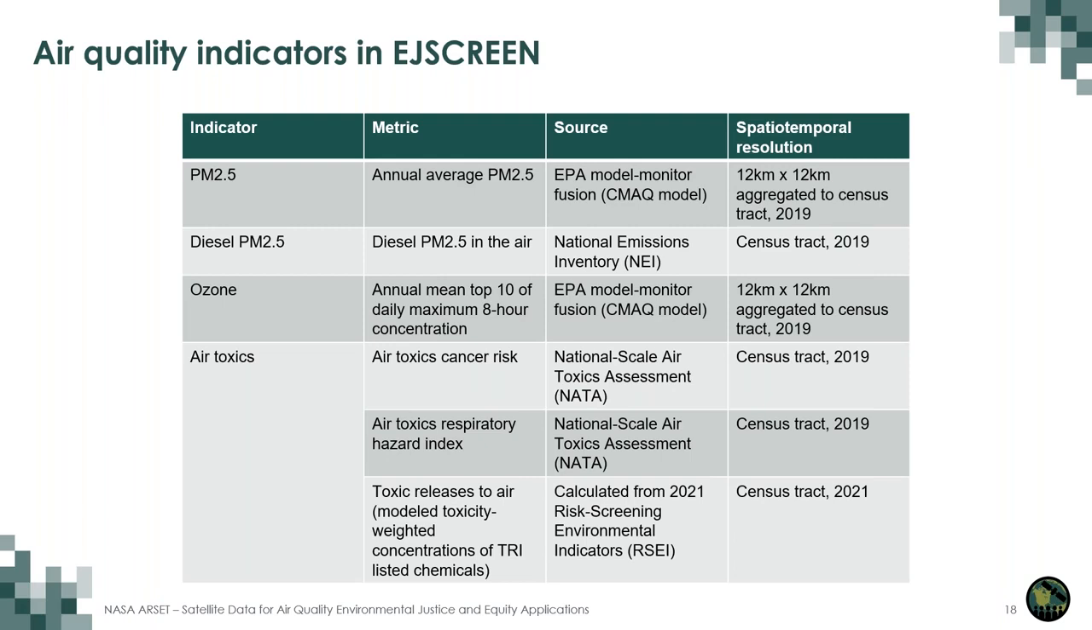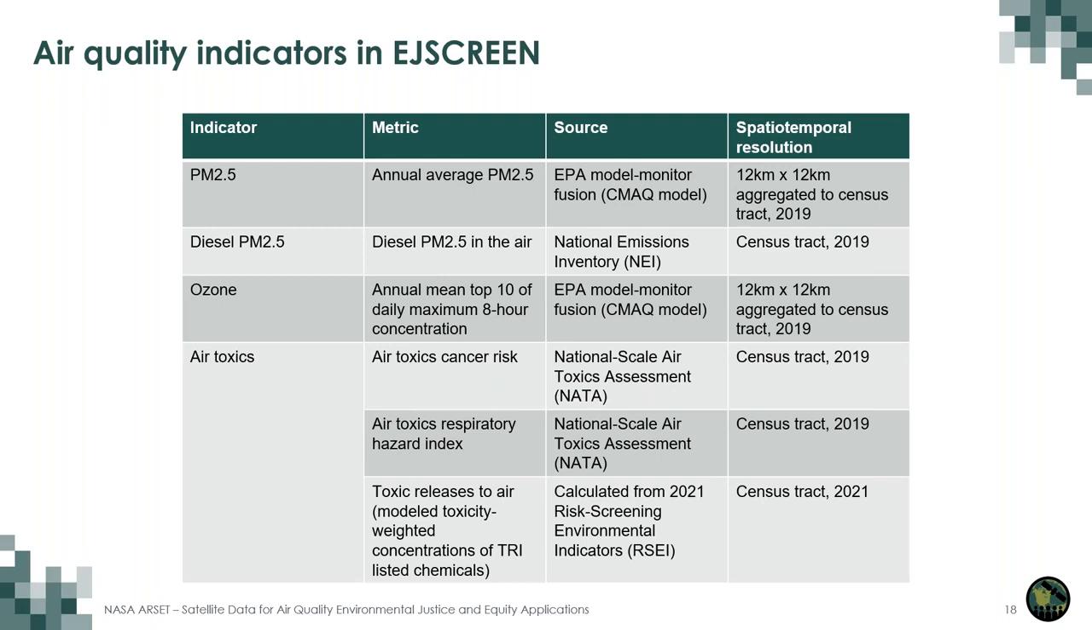But I just wanted to first mention the indicators that are used in this widely used EJ mapping tool, EJScreen, which is developed by the Environmental Protection Agency. In terms of the indicators, the air pollution related indicators currently included in EJScreen are PM2.5, diesel PM2.5, ozone, and air toxics. And they come from a variety of different sources, mostly modeled. The PM2.5 and ozone estimates are from a model monitor fusion. And those estimates have a spatial resolution of 12 kilometers by 12 kilometers.